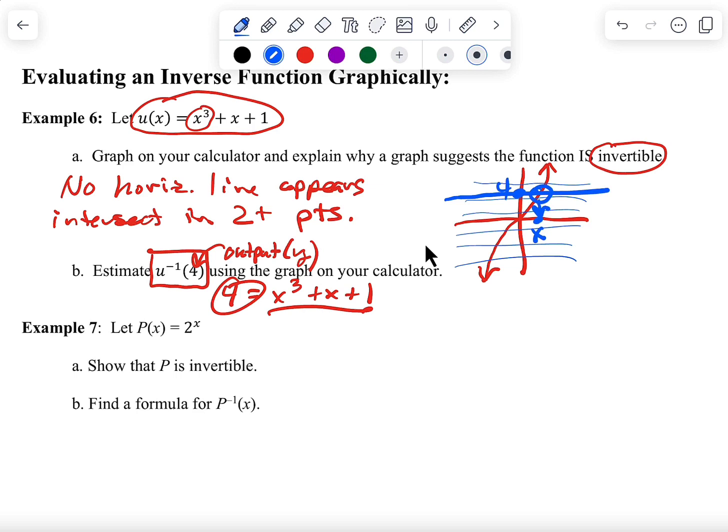So you could trace, you could guess and check, or I would just graph the line y equals 4 and then do the intersect command on your graphing calculator.